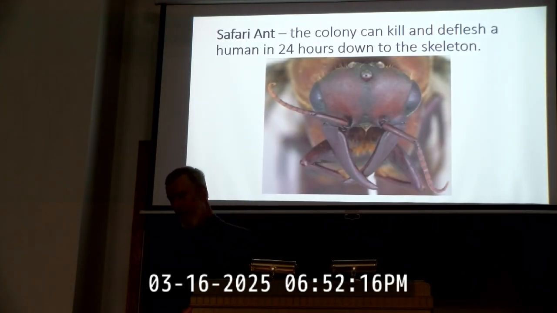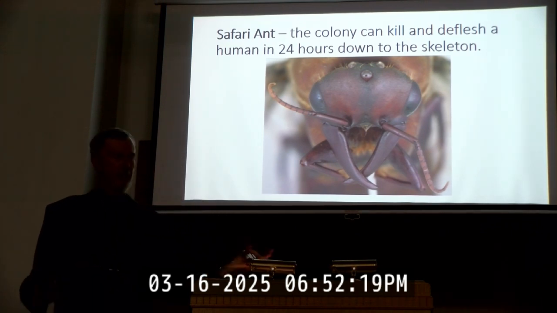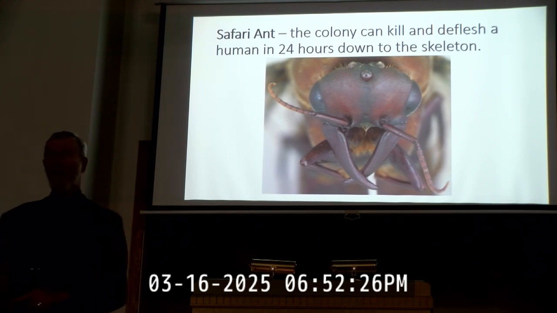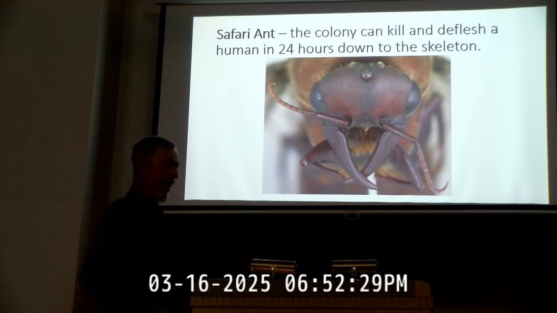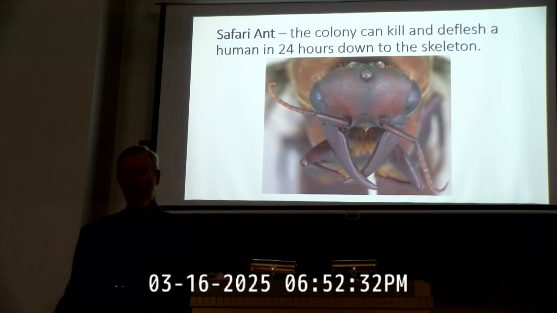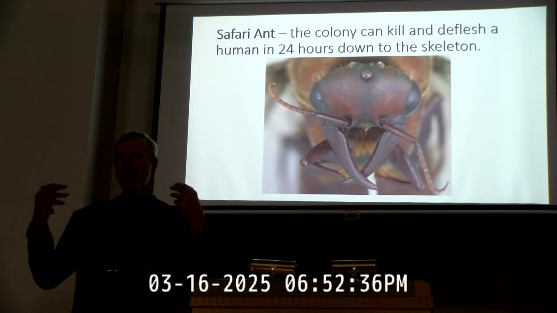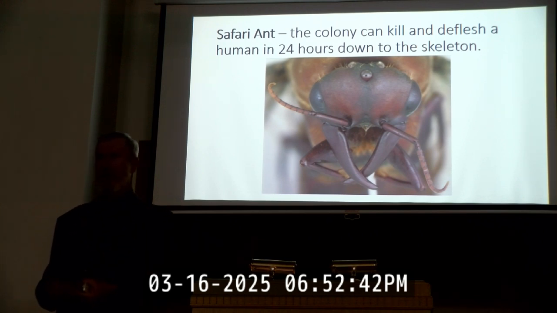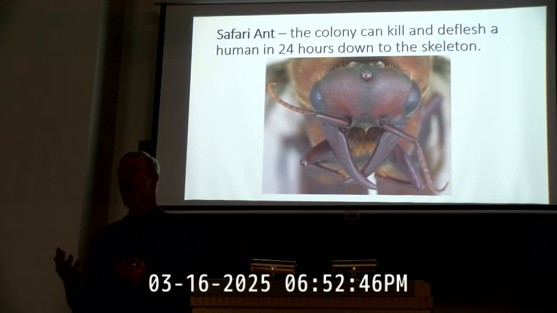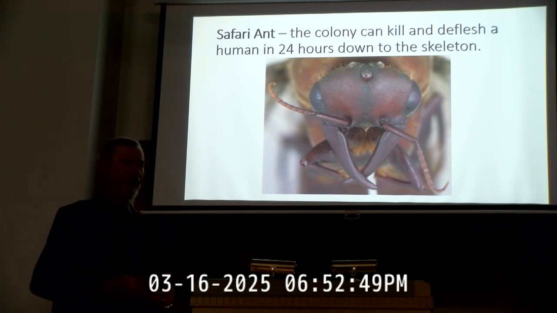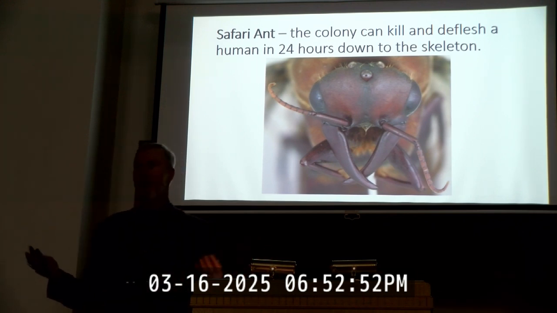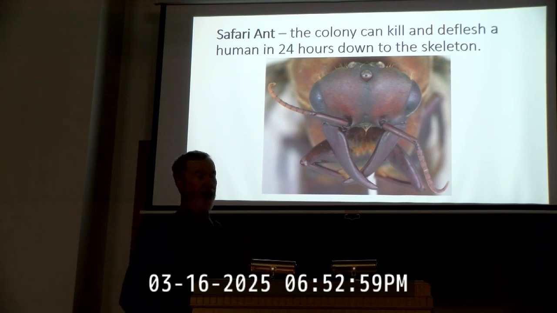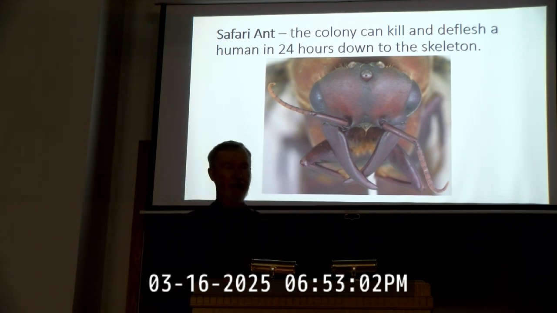The safari ant, and we talk about the carpenter ant being able to destroy wood in our homes. Well, the safari ant is mainly in South America and parts of the rainforest in Africa. A colony of safari ants could, in 24 hours, completely take all of the flesh off of a human down to the skeleton. They can literally eat you within 24 hours, completely take all the flesh off the bones, make you a skeleton in 24 hours.